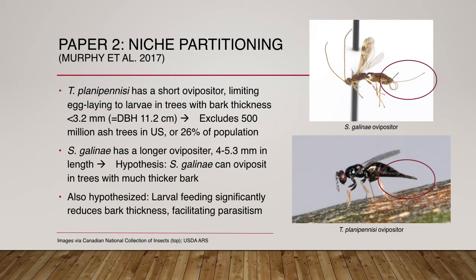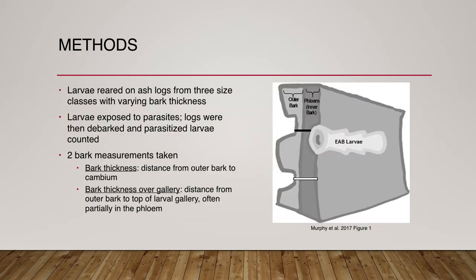Unfortunately, this excludes about 1/4 of the population of ash trees in the U.S. Spathius galinae, on the other hand, has a longer ovipositor, and so the authors were testing the hypothesis that it can oviposit in trees with much thicker bark than Tetrastichus can, and also that larval feeding would significantly reduce bark thickness as the larvae are taking out a lot of that tissue, and that this would facilitate parasitism.